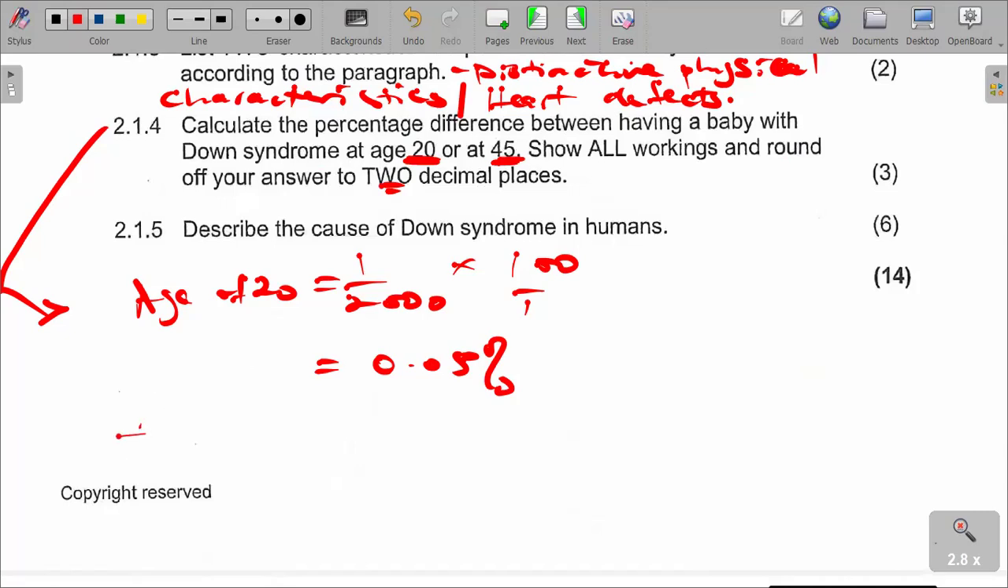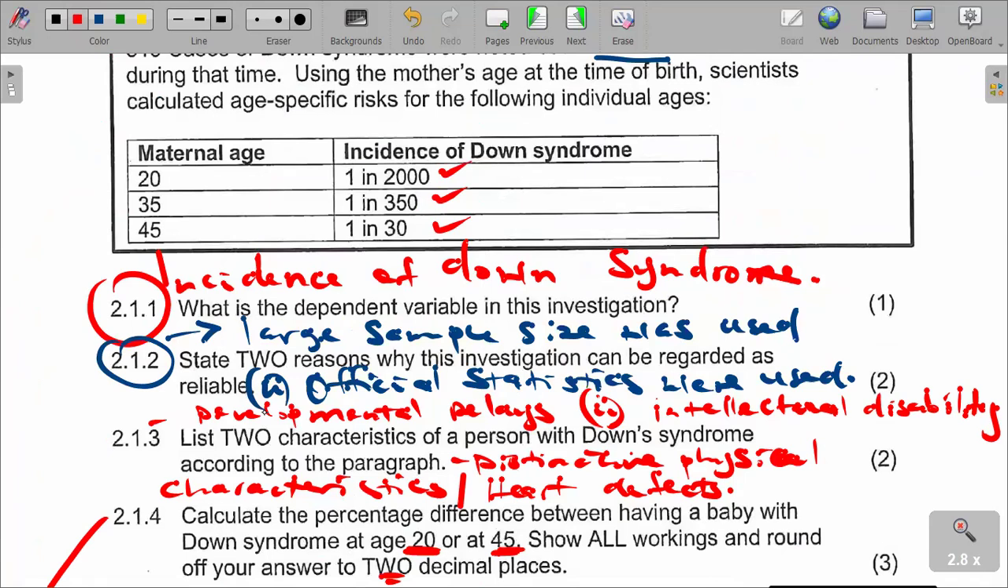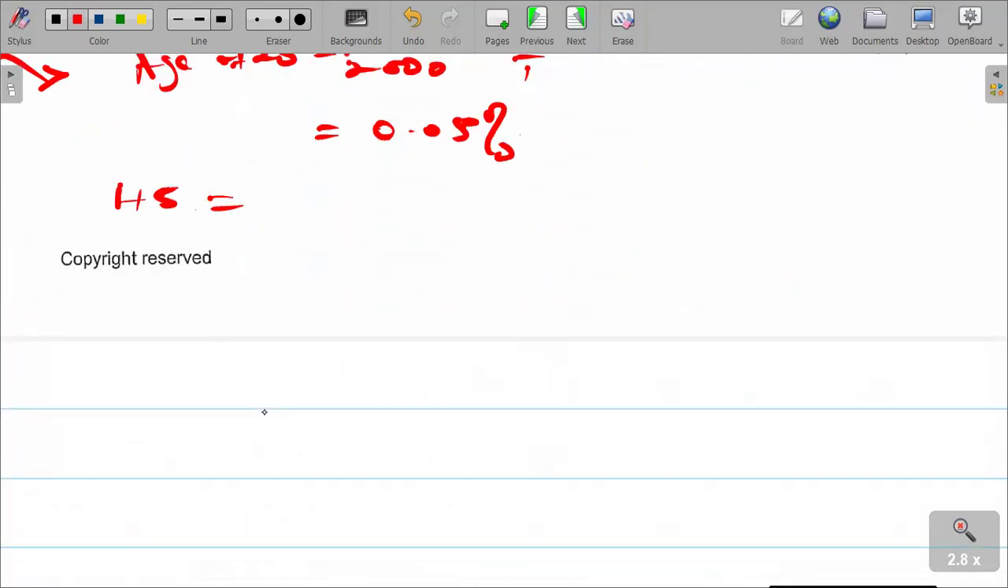And then at the age of 45, it is given also that the age of 45 is 1 out of 30, so it is 1 over 30 multiplied by 100, which is going to give us 3.33 percent.